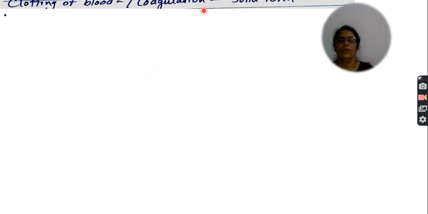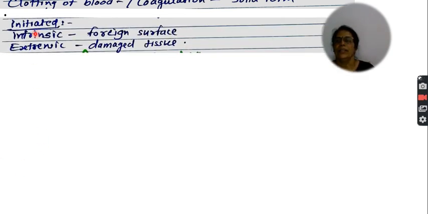The clotting of blood, or it is called the coagulation. When the blood is converted into solid form, then it is called the coagulation of blood. Generally, blood is in a liquid condition, but here it converts into a solid form, then it is called the clotting of blood. So the initiation process starts. There are two types of the initiation: intrinsic initiation and the extrinsic initiation.